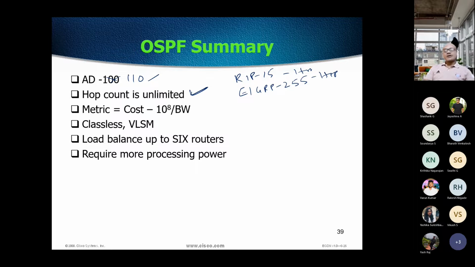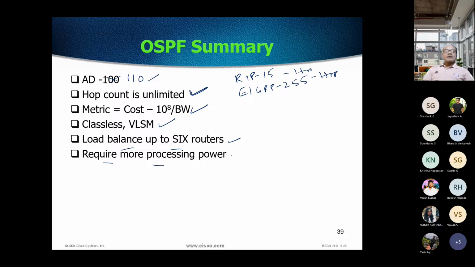Okay, this will be used where the network is very huge. The metric calculation will be done via cost, which is 10 to the power of 8 divided by your bandwidth. Based on the metric calculation, OSPF is going to select the best path in the network. It's classless, it will support VLSM, and load balancing up to 6 routes.